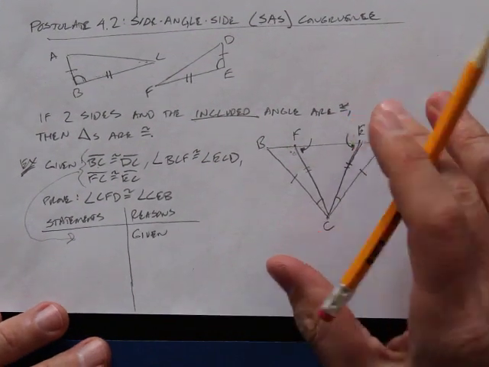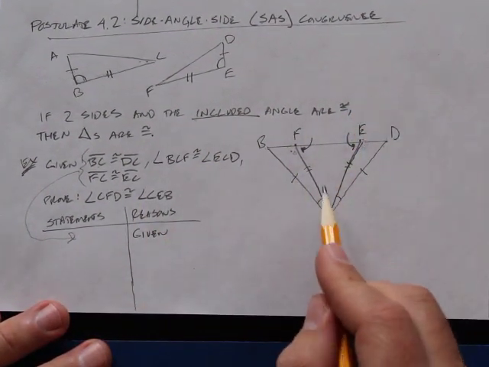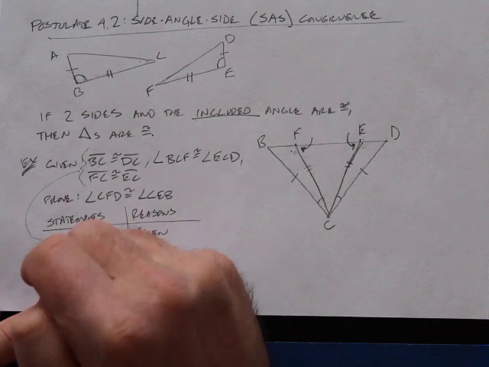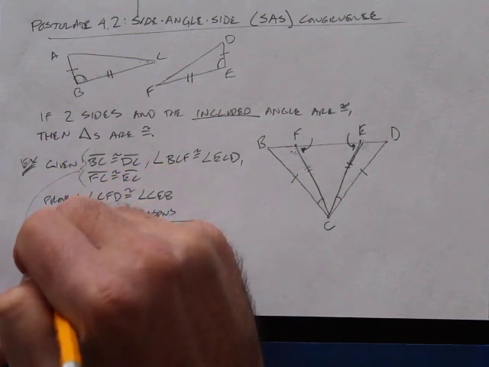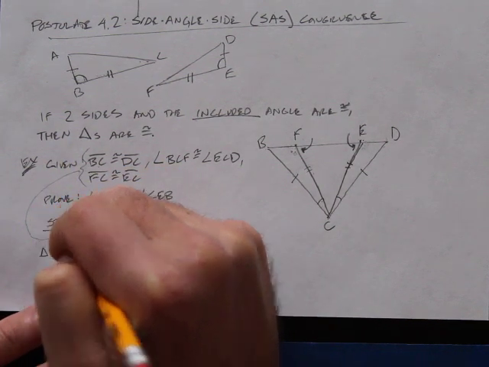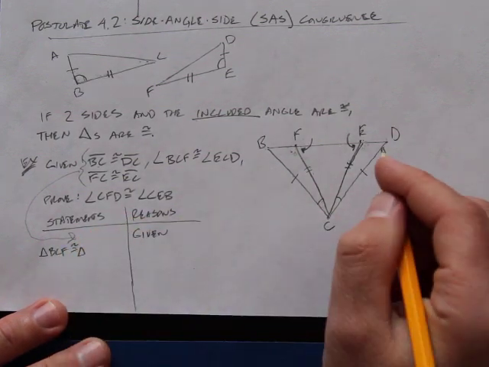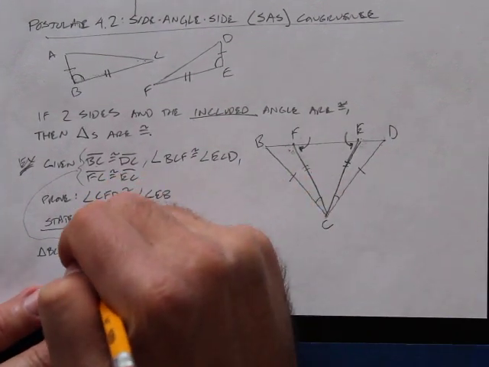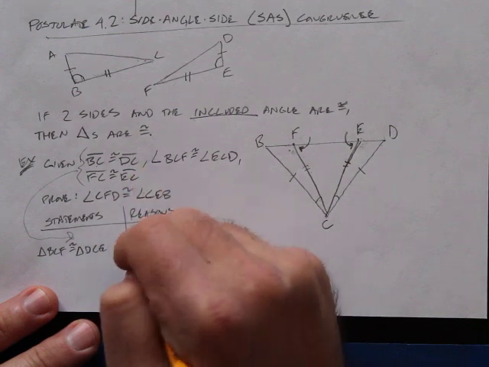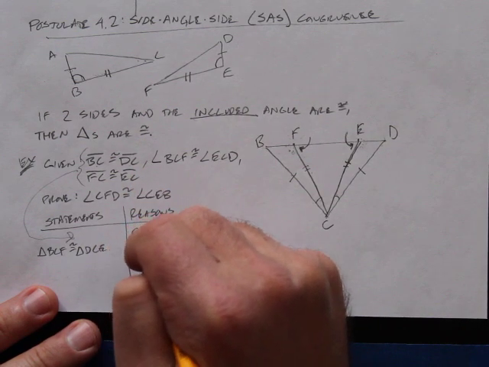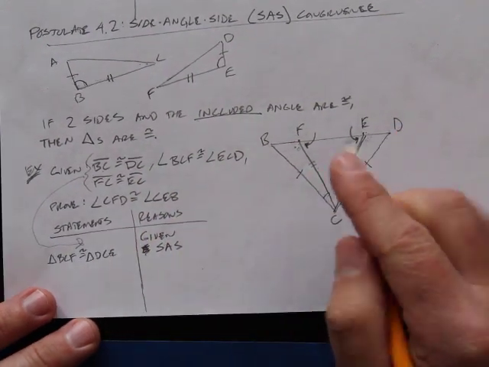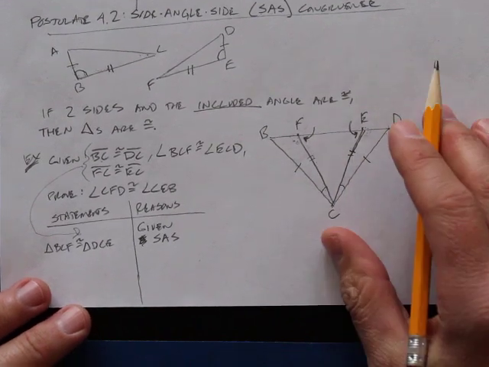Okay, so I've got this given. I've got side, angle, side. So I can say already that triangle BCF is congruent to triangle DCE. And that's by, oops, not angle, side, angle, side. Side, angle, side.